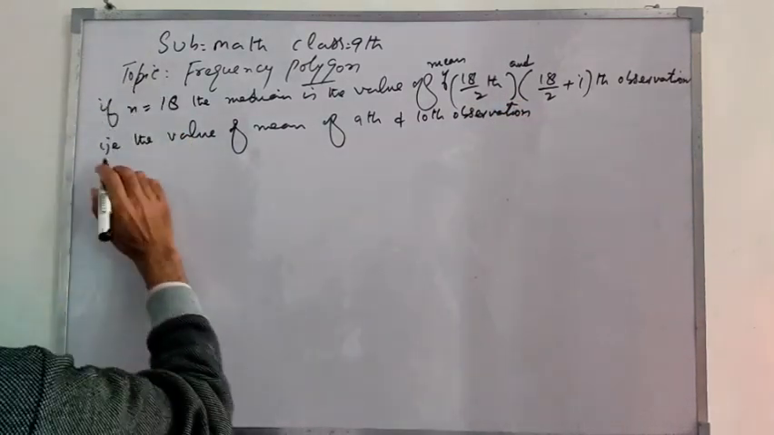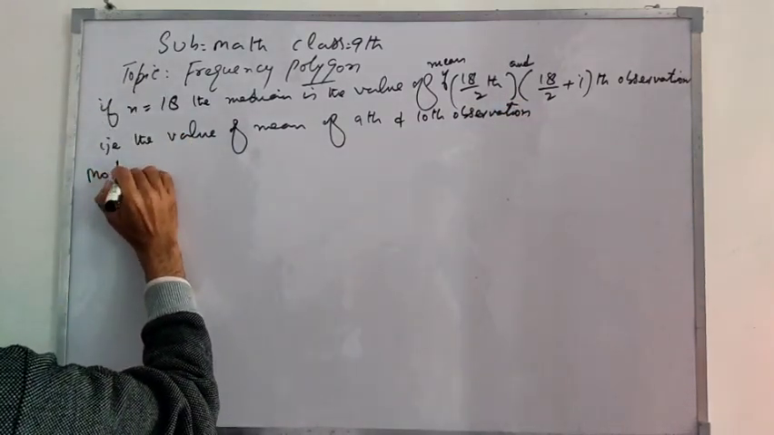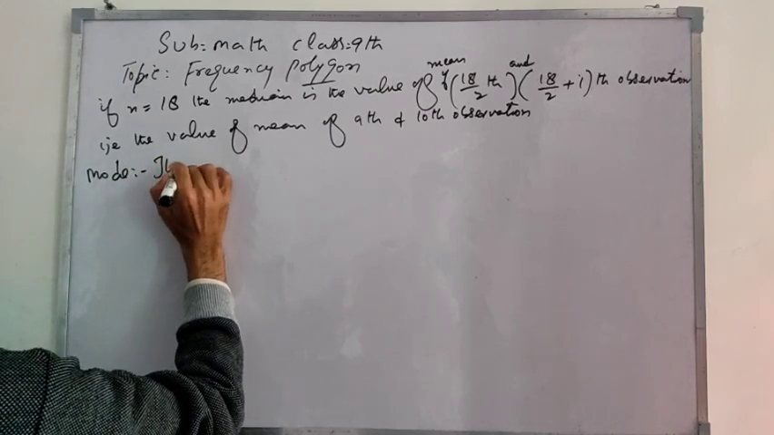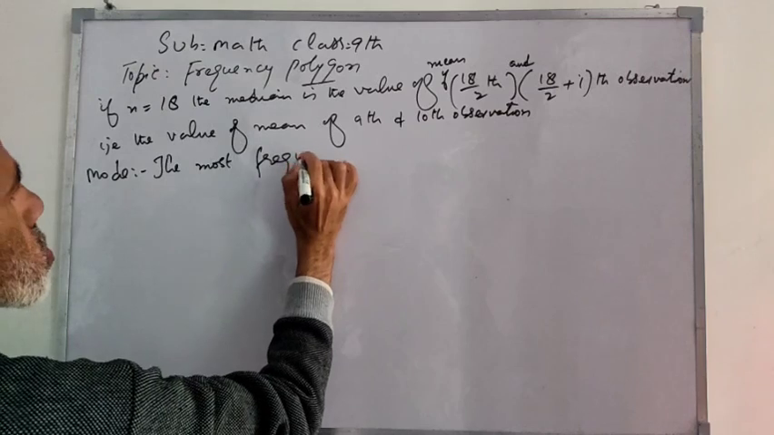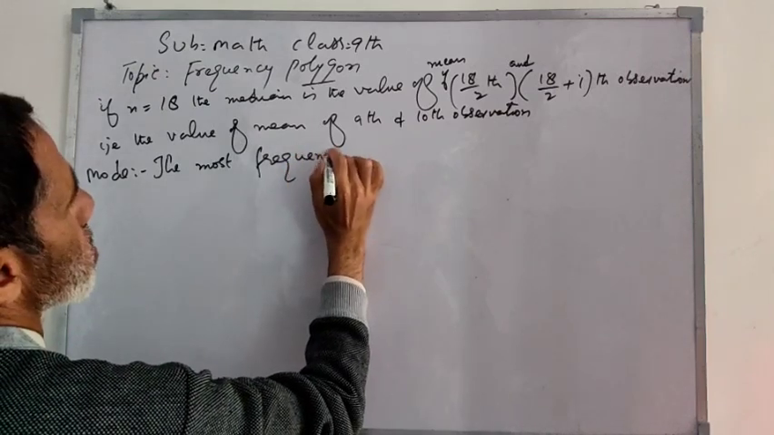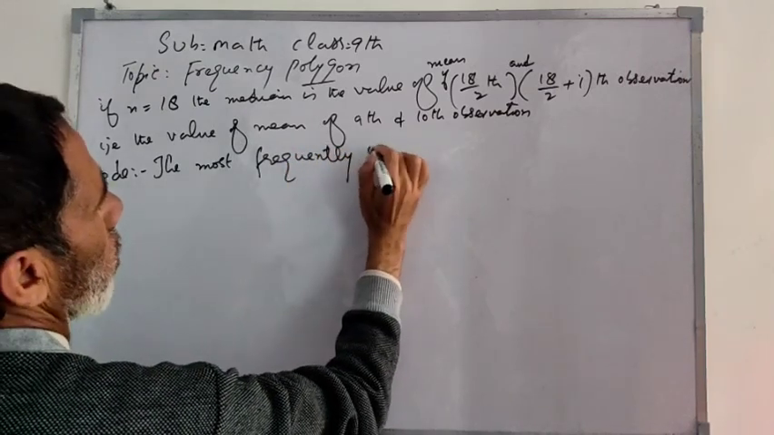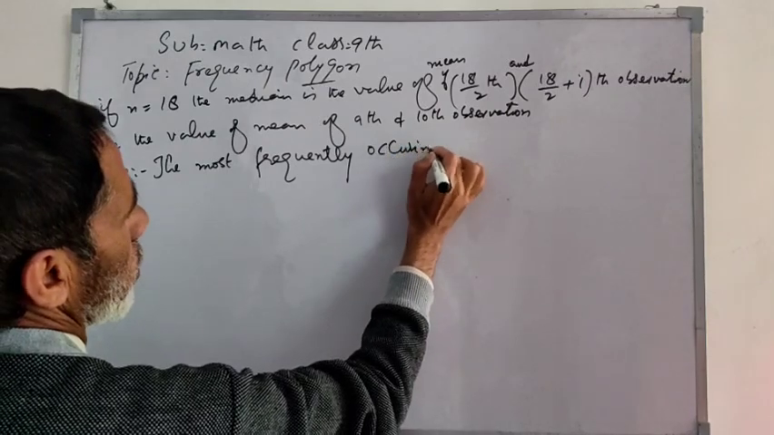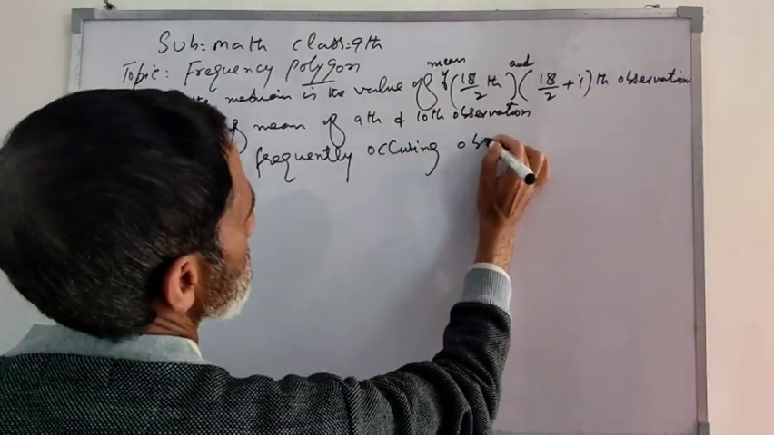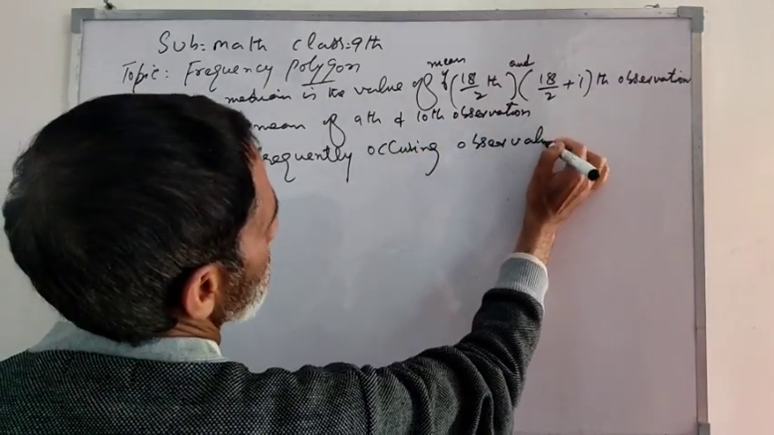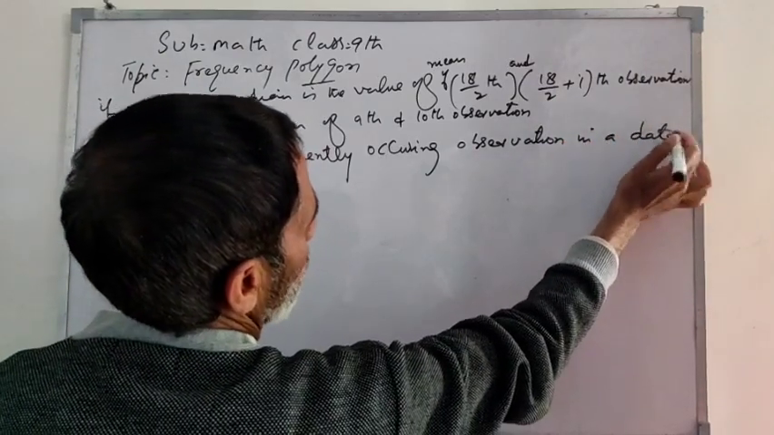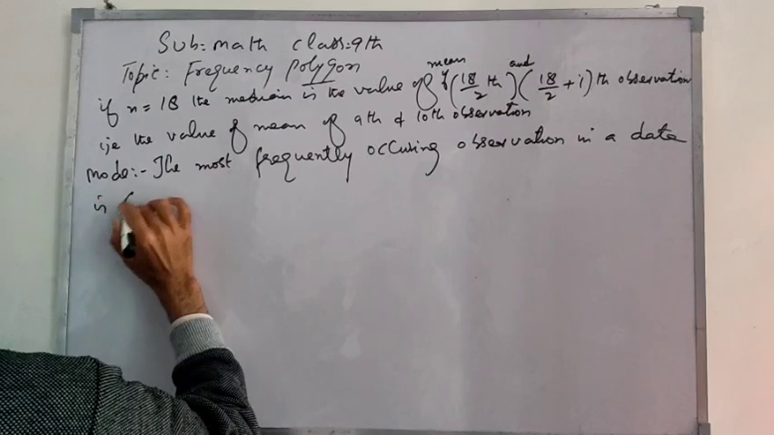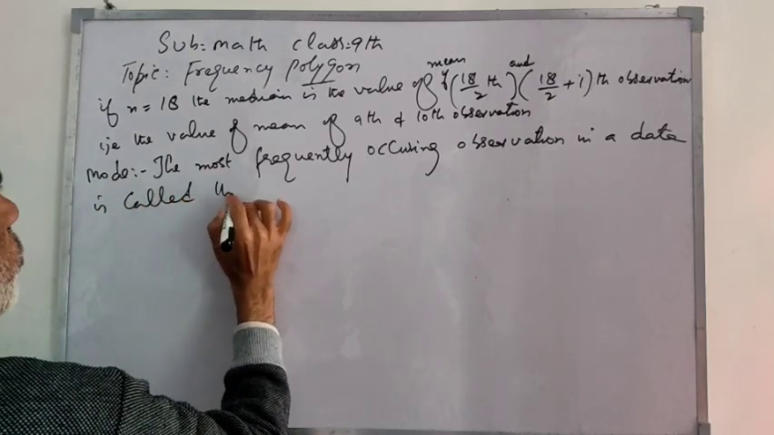After this, we will explain what is meant by mode. The most frequently occurring observation in a data set is called the mode of the data.